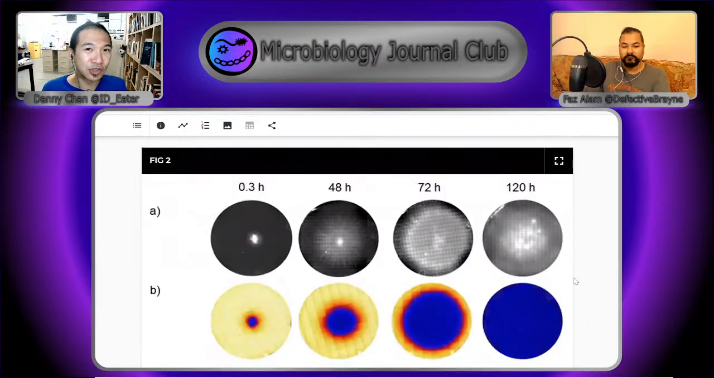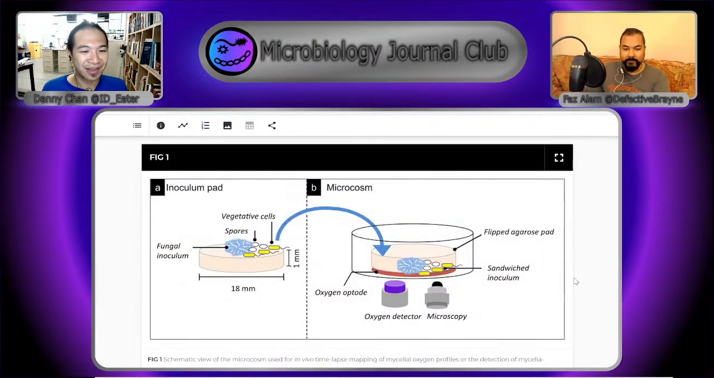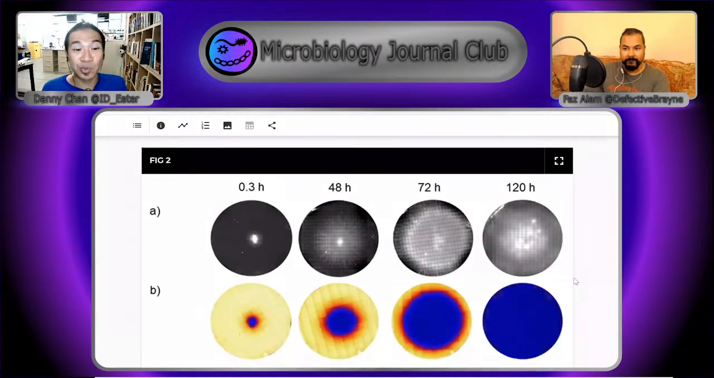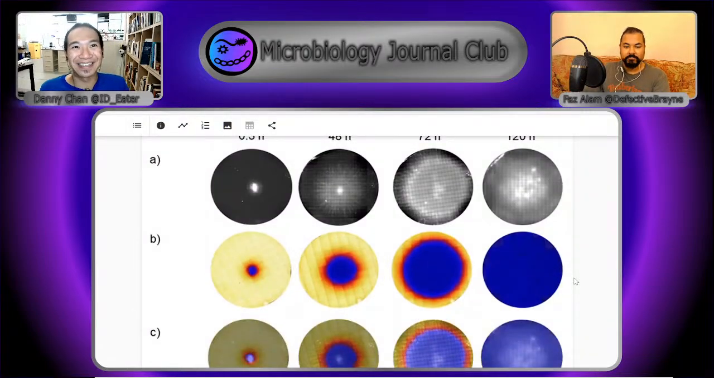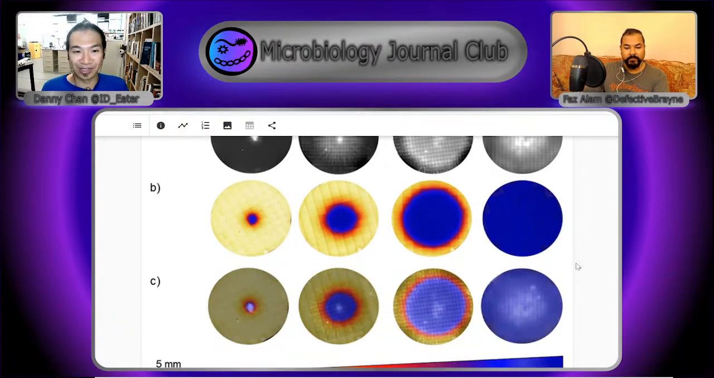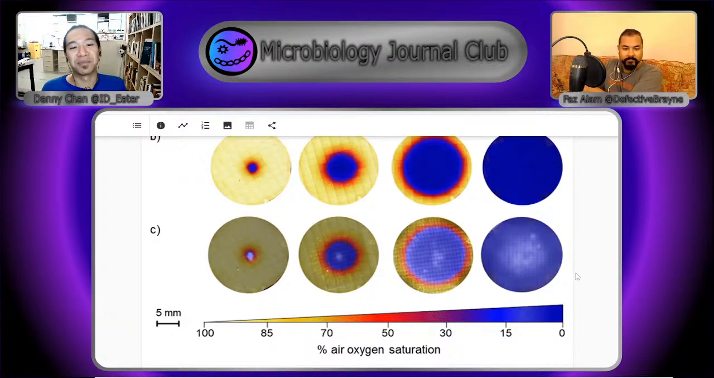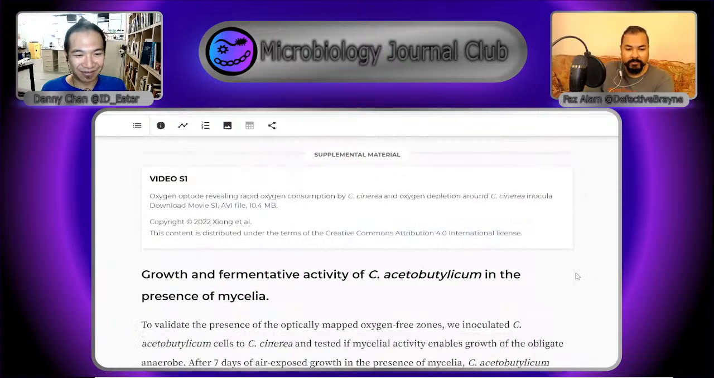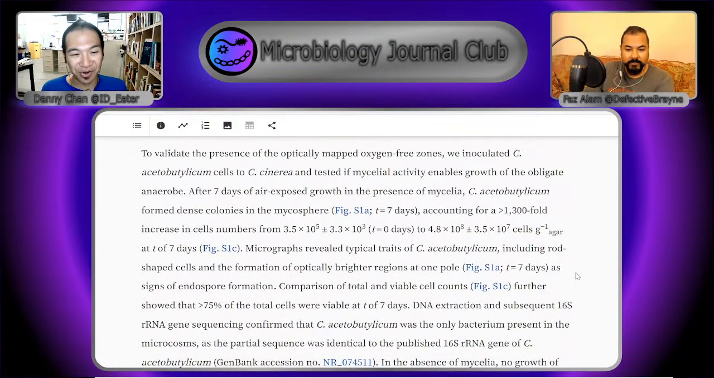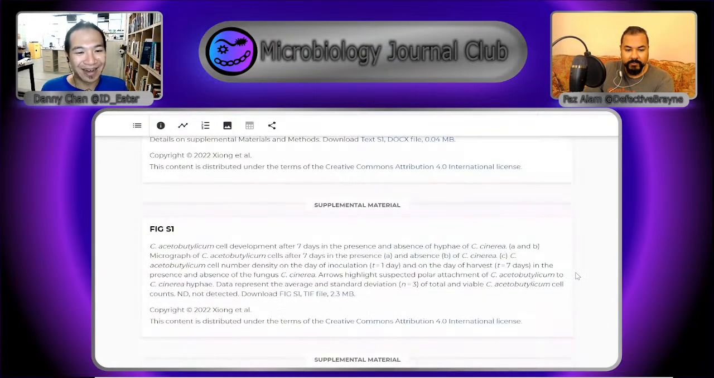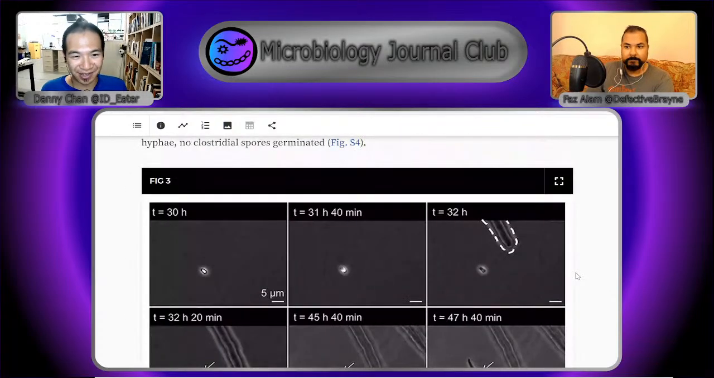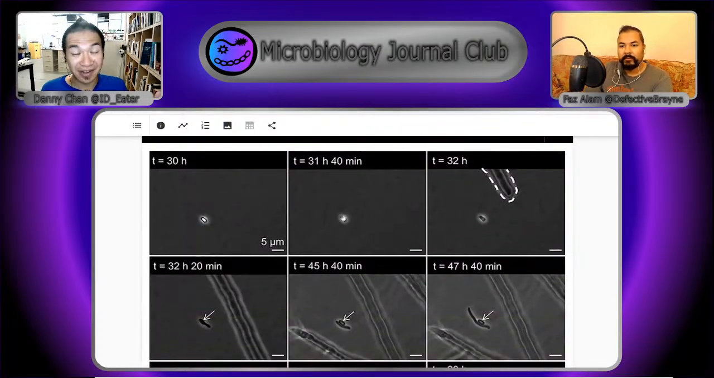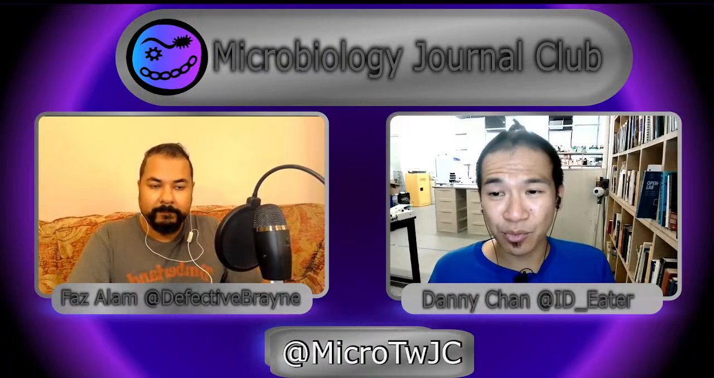They show in figure 2 that the fungus is actually using up oxygen, right? It's an aerobe, and so it's using up oxygen. It can create places where there's less oxygen. It also loves to grow in places where there is oxygen. But when they zoom in on the co-culture and look at the spores of the Clostridia by the fungus, they can see them associating quite closely.